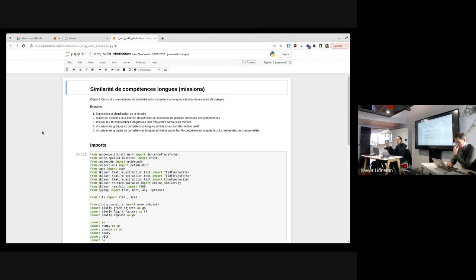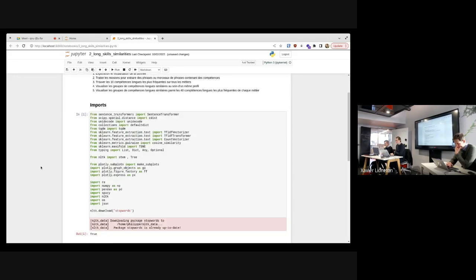So yeah, have a look at notebook number 2, which is called long scale similarity. That's where you will need Spacy and NLTK and things like that.